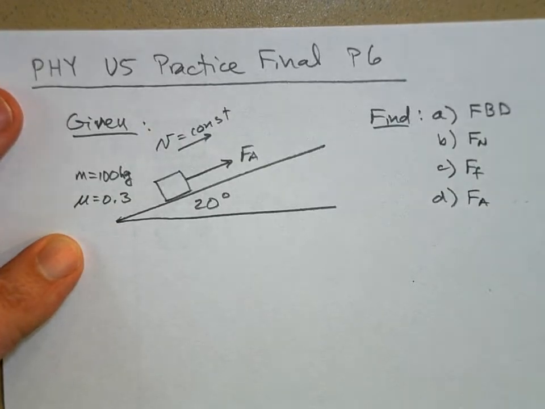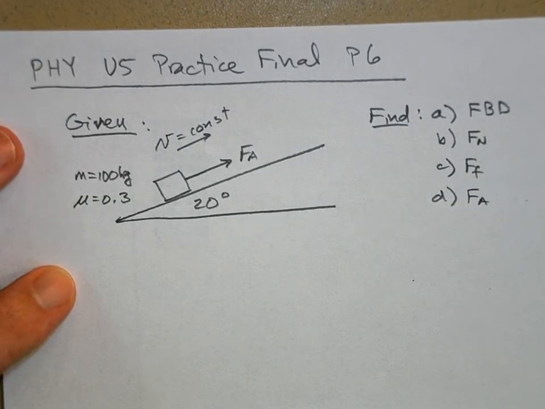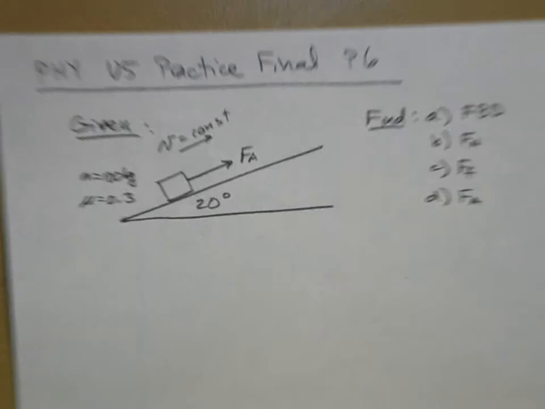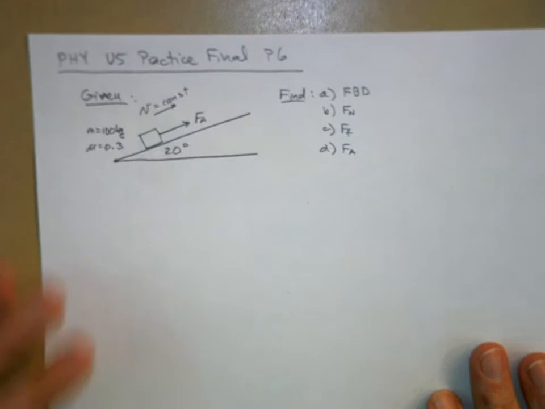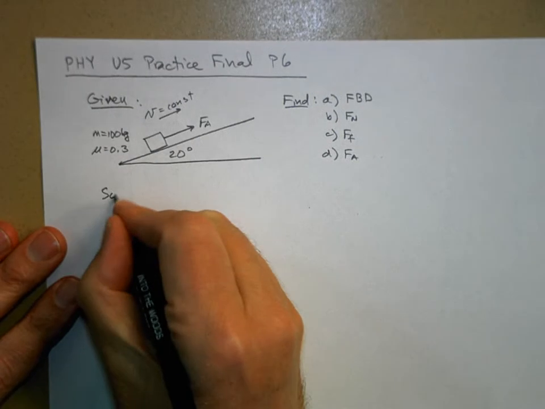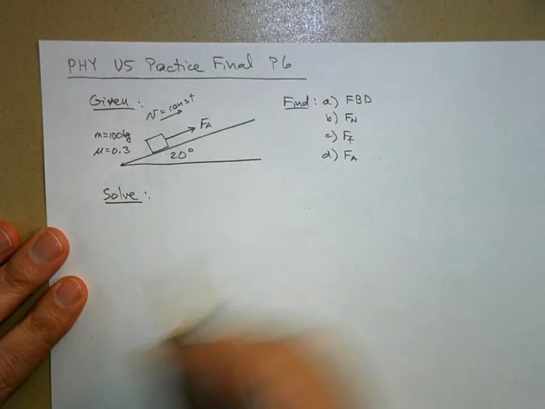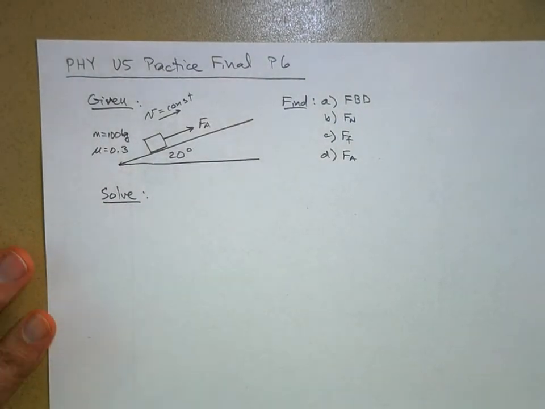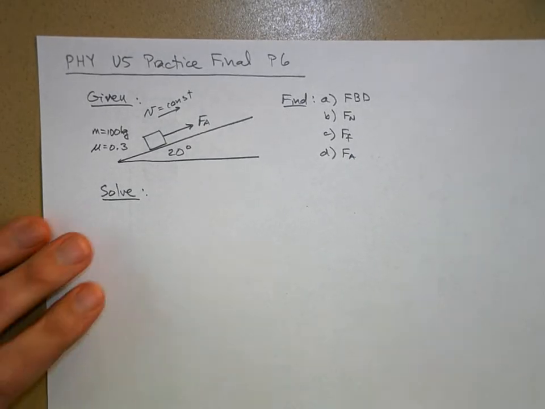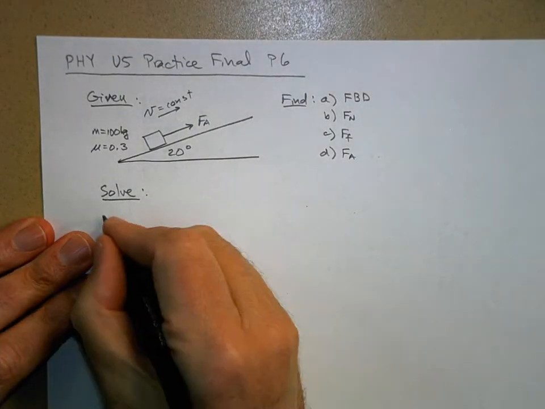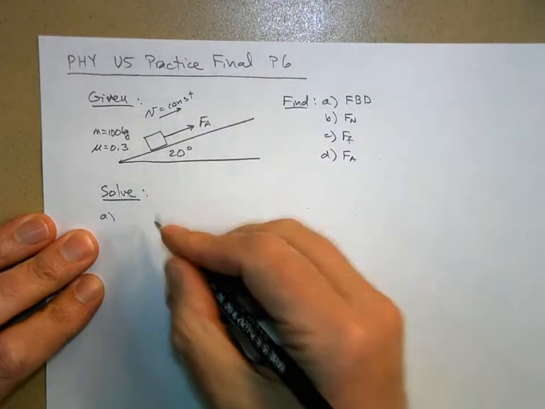Okay, I'll screen a little bit. There we go. All right. So let me zoom out a bit here. So on the final, setting up the problem like this is worth 1 point. So I want you to do that. Now, for part A, let's draw the free body diagram.